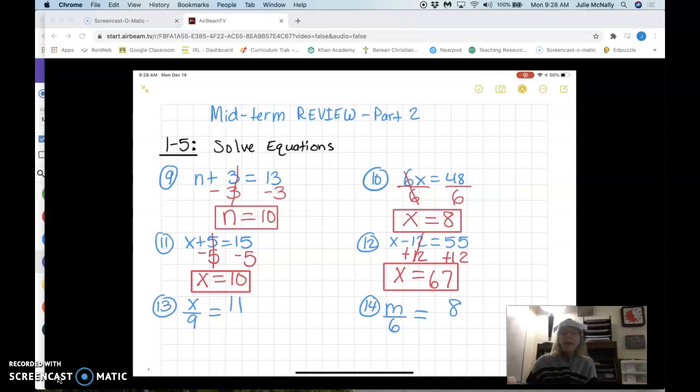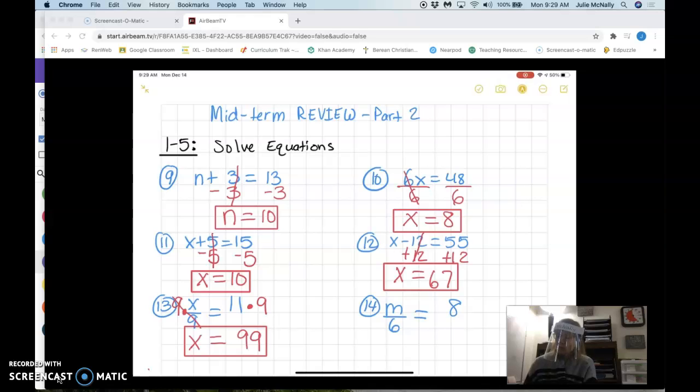Correct. Okay. Now for numbers 13 and 14, I see fractions. And fractions mean what? Division. Good. So the opposite of division is multiplication. So on these two, I'm going to multiply both sides by whatever's on the bottom of my fraction. And then these two cancel out. They end up equaling 1. So we're just left with x. And what's 11 times 9? 99.